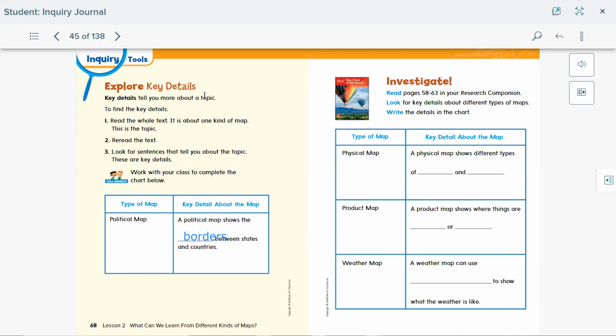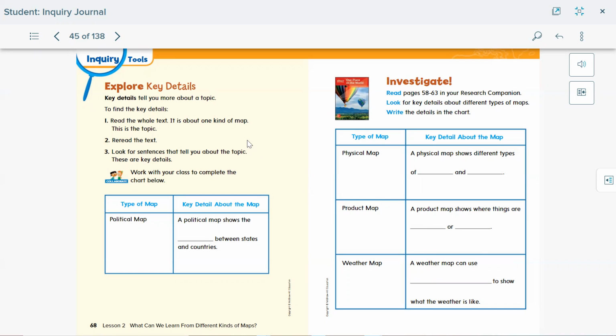All right. Let's see the next page, page 69. Here we have a chart with the type of map and the key details, or information about each map. We have the physical map, which is another map that we're going to learn about. We have the product map, and then we have the weather map. Let's see the questions, so when we read the story we know what we're looking for. What's a physical map? A physical map shows different types of something. A product map shows where things are. And a weather map can use something to show what the weather is like.